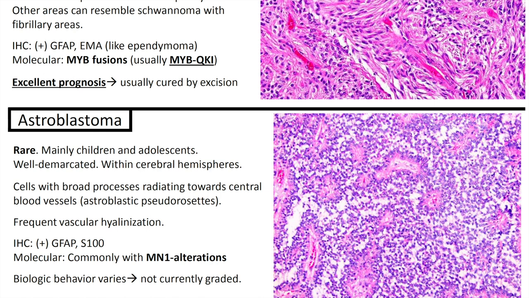All right, next up we've got astroblastoma. This is rare, mainly occurring in children and adolescents. It's going to be well demarcated within the cerebral hemispheres, with cells with broad processes radiating towards the central blood vessels, known as astroblastic pseudo-rosettes. There's going to be frequent vascular hyalinization, and they're going to stain for GFAP and S100, commonly with MN1 alterations. And the biologic behavior varies and is not currently graded.